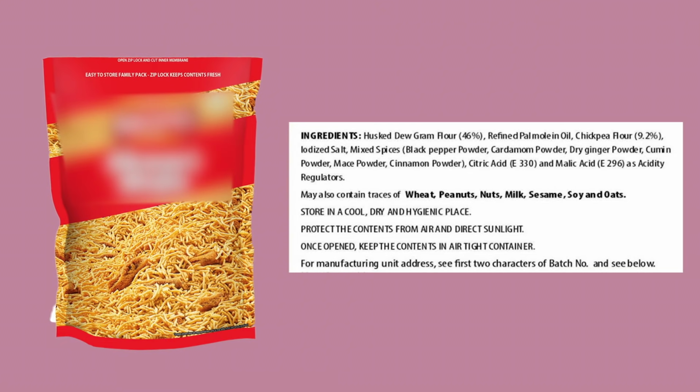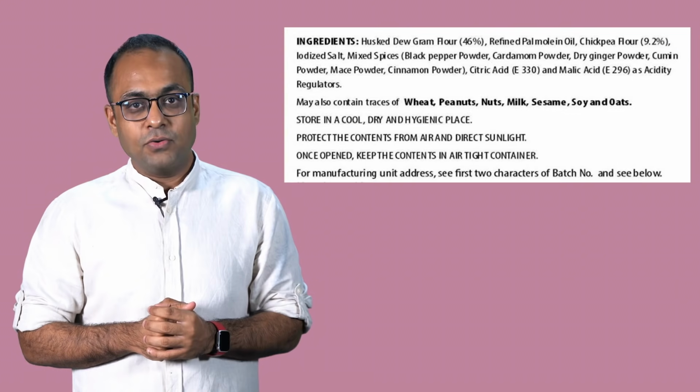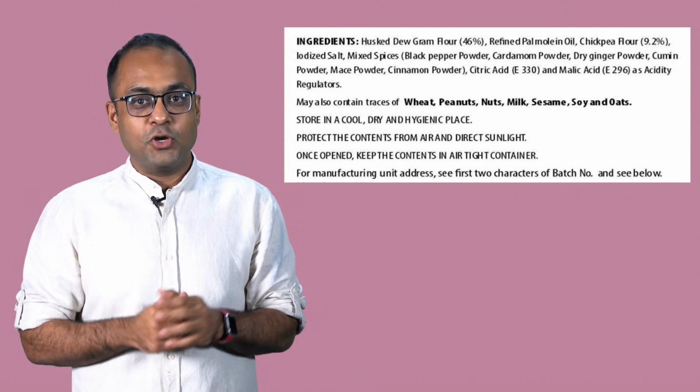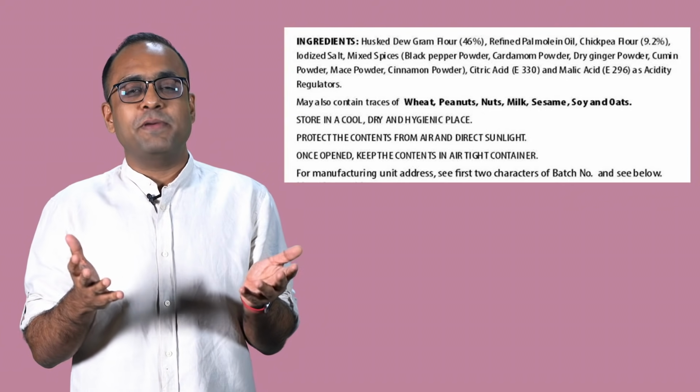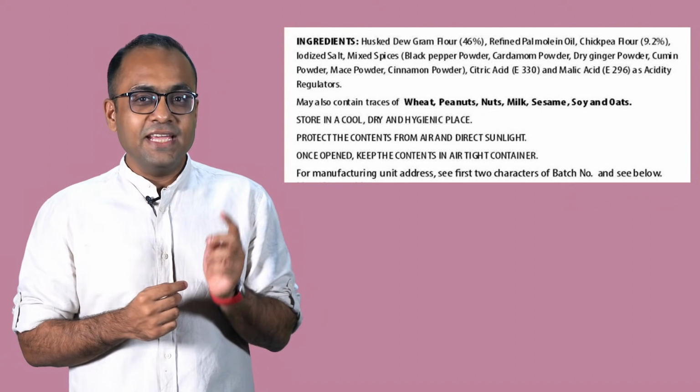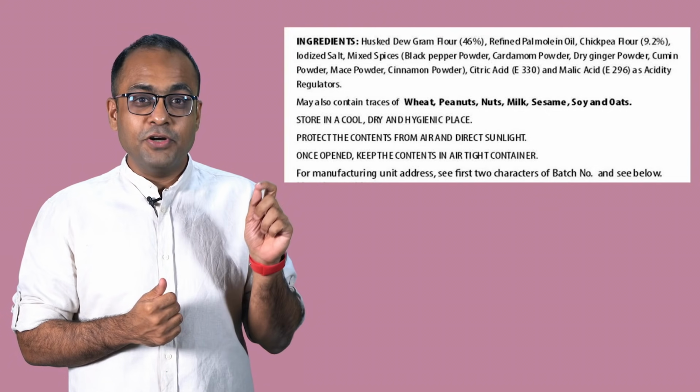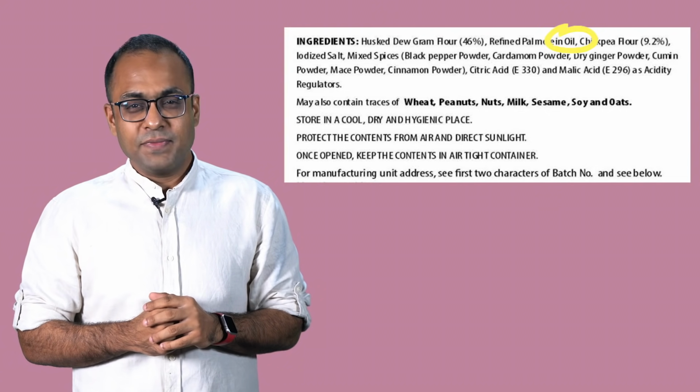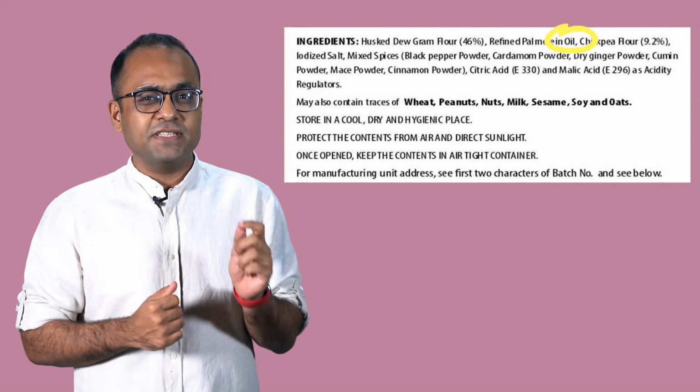They've declared that the first ingredient at 46.2% is husked dew gram flour, which basically is a fancy name for besan. And the third ingredient at 9.2% is chickpea flour. Now, these two they had to declare because they are essential to what we expect from bhujia. But the ingredient in between at number 2 is oil, and they haven't mentioned how much is the percentage of oil.